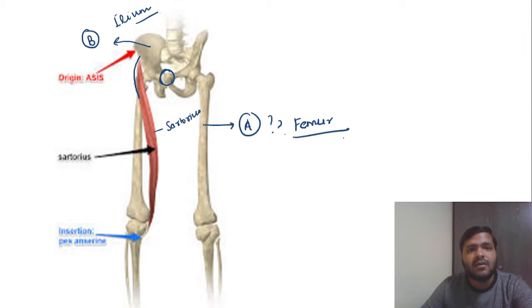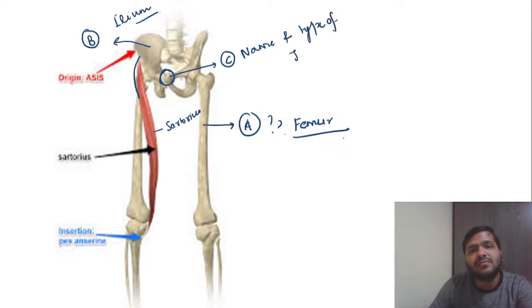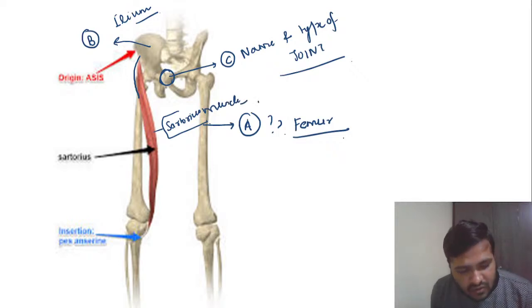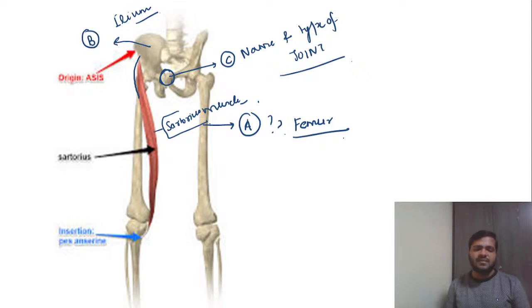Now, can anyone tell me the joint which is present over here? Name and type of joint, since this question was asked in the last exam. I would like to know from you people. Otherwise, you should know that in the thigh region where you have the femur bone, there is a muscle present that is called the sartorius muscle.